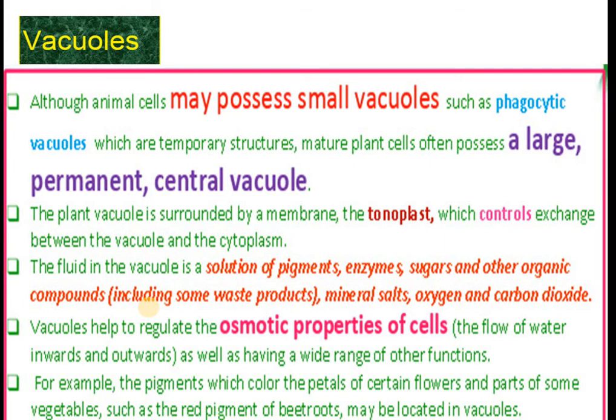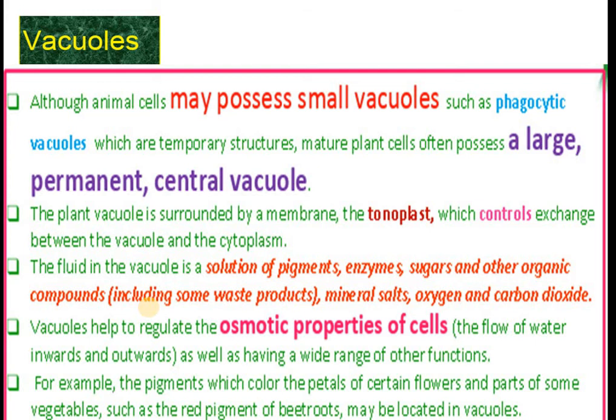And what does the vacuole of the plant contain? It contains fluid, which is actually a solution of pigments, enzymes, sugar and other organic compounds, including some waste products, mineral salts, oxygen and carbon dioxide. So what do the vacuoles of an animal cell contain? They may contain liquid material, or they may contain solid material. They can be phagocytic vacuoles.